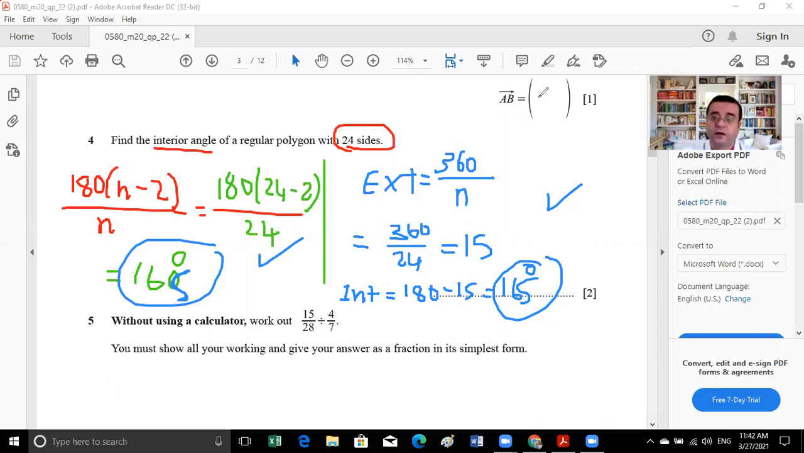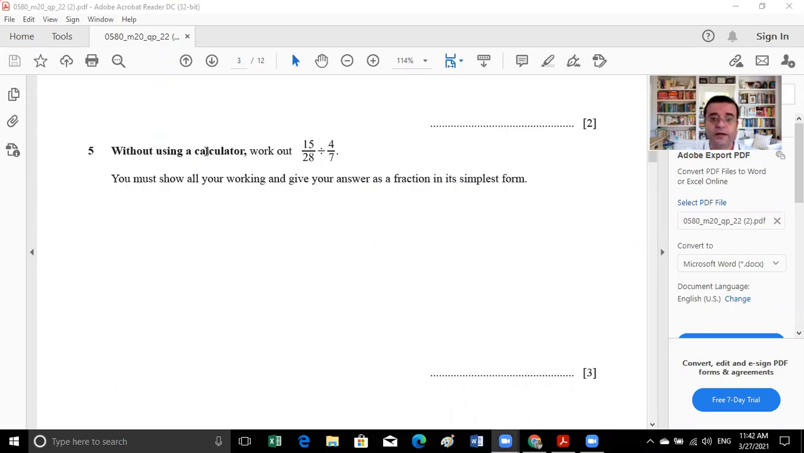Next one. Here. Without using calculator, you see the black font here? Without using a calculator. So you have to show them. I know it's very basic for some of you. Okay. You go and you do. First step is 15 over 28. And you change the sign and flip the fraction. Correct? That's step number one.